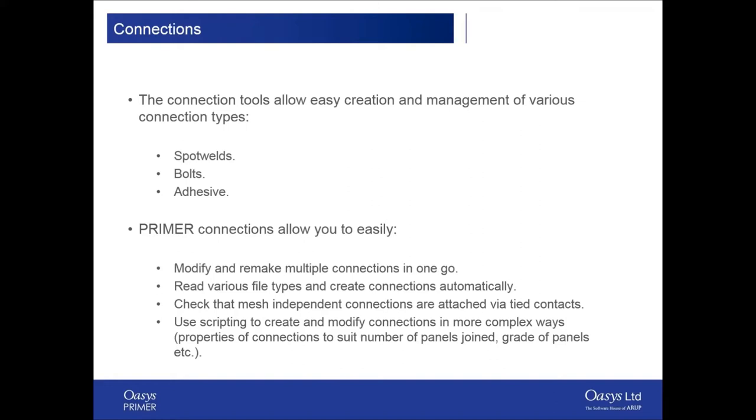You can check that the mesh independent connections are attached via tie contacts, and you can use scripting to create and modify connections in more complex ways if you wish to. So you can change the properties of connections to suit the number of panels you're joined together, the grade of the panels, all that sort of stuff.